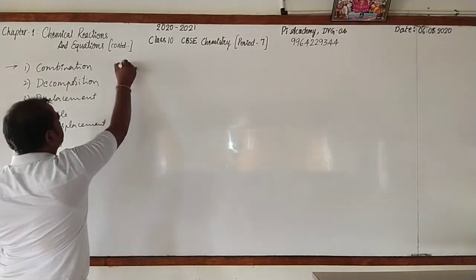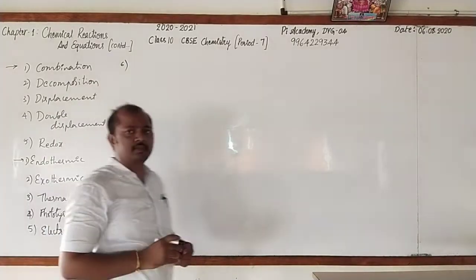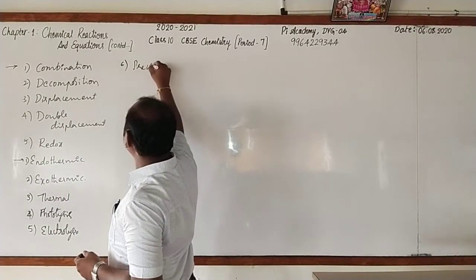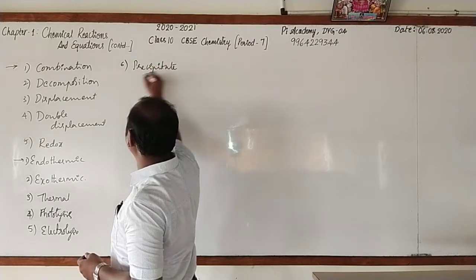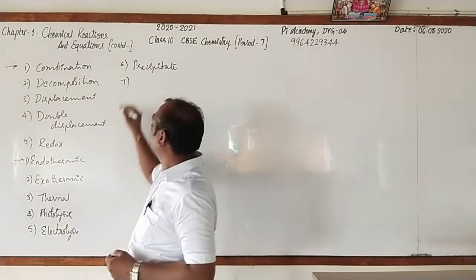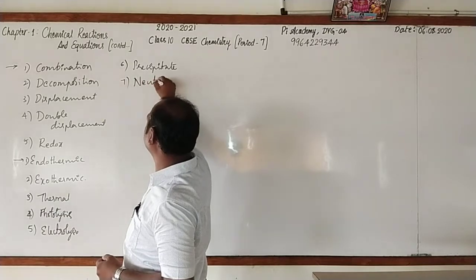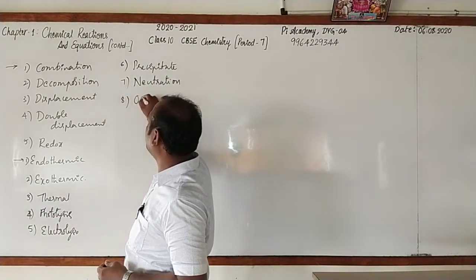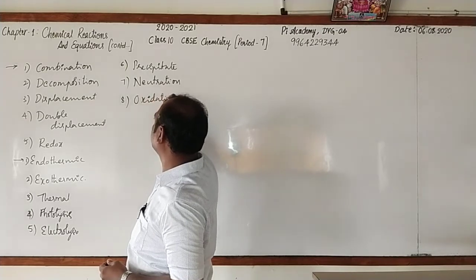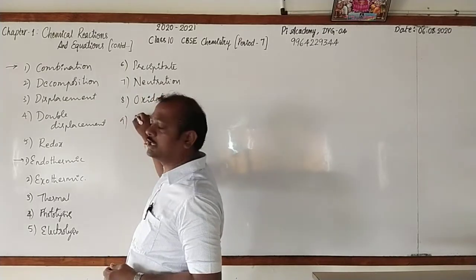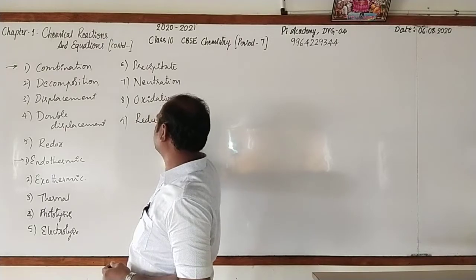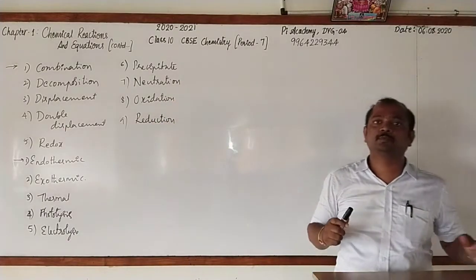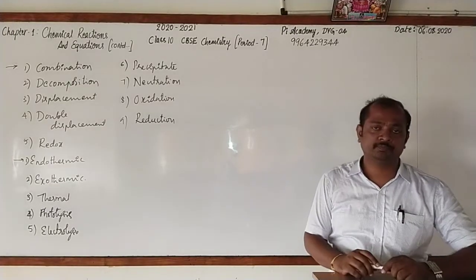Then after that, we also come across some other subtypes. They are precipitate reaction, right? Similarly, neutralization reaction. Then one more, the 8th one, oxidation reaction. Then the 9th one is reduction reaction. So these are the different types of chemical reactions which we come across in this chapter.